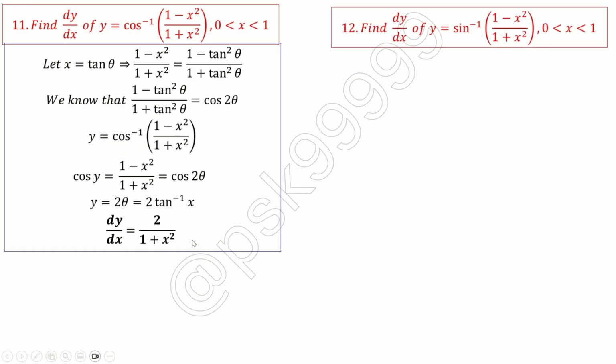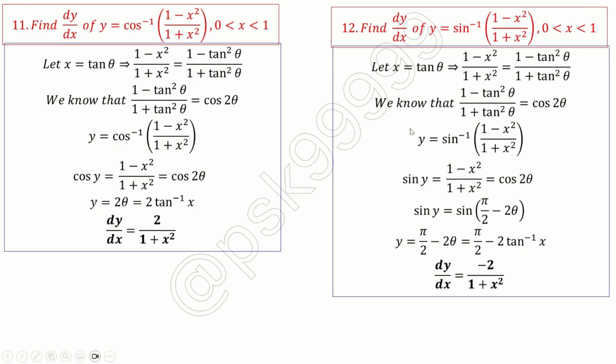Now again, dy by dx if y equals sine inverse of this one. It is exactly the same, except instead of cos inverse it is sine inverse. If you take x as tan theta, you get cos 2 theta. So sine y equals cos 2 theta. But now you cannot cancel, right? What is y equal to cos 2 theta?